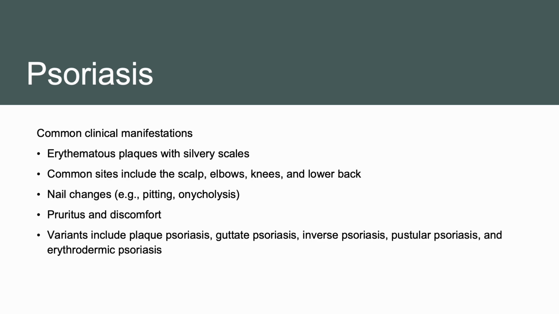Plaque psoriasis is classically described as erythematous plaques with silvery scales, often on the scalp, elbows, knees, and lower back. Nail changes, there are multiple nail changes. We'll look at those in a minute. Sometimes there's pruritus and discomfort. And then there's multiple variants: plaque psoriasis, guttate psoriasis, which is drop-like lesions, inverse psoriasis, usually in body folds, pustular psoriasis, and erythrodermic psoriasis.